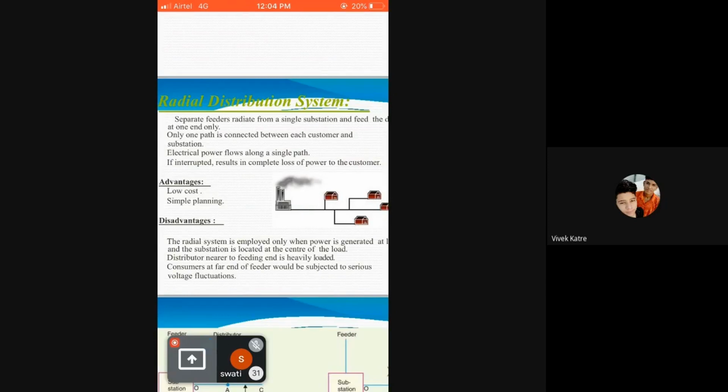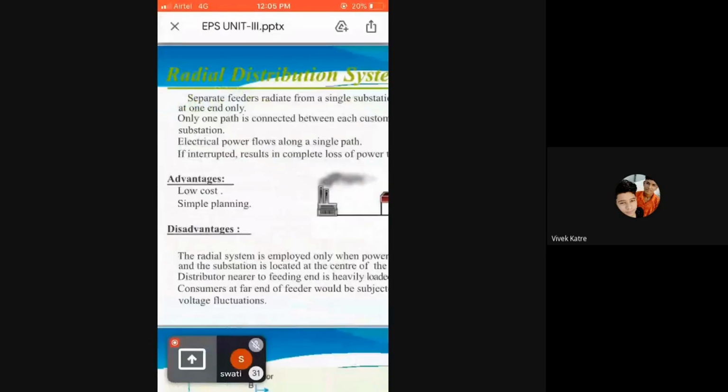Let's discuss the fault occurrence. For overhead construction, the chances of faults are more due to the effect of surrounding natural calamities. But under underground construction, the chances of fault occurrence are very rare because cables are laid underground with better insulation.